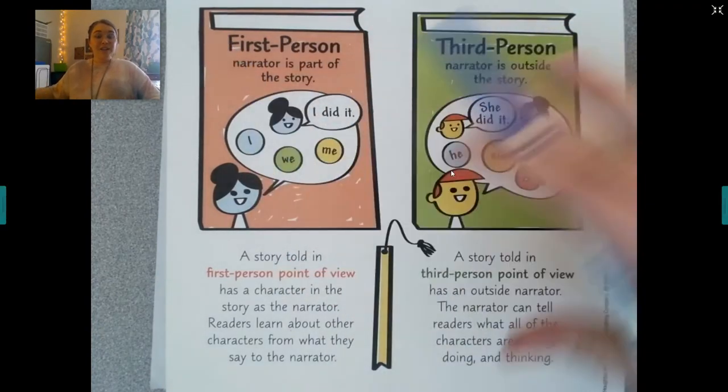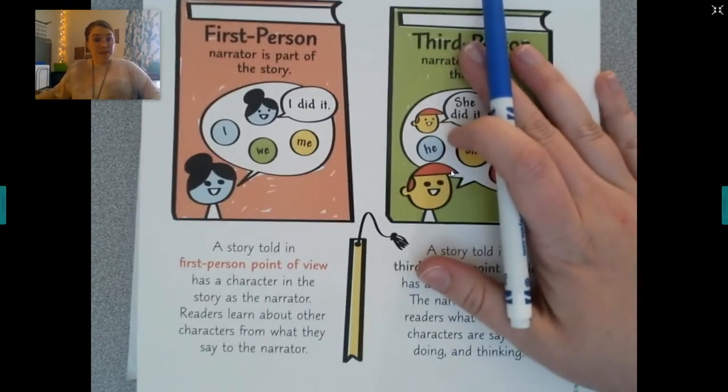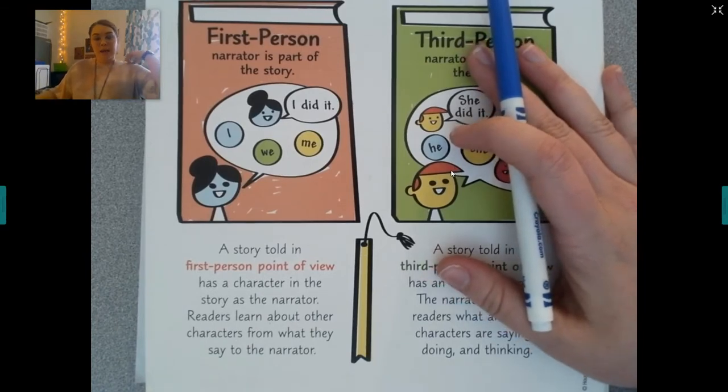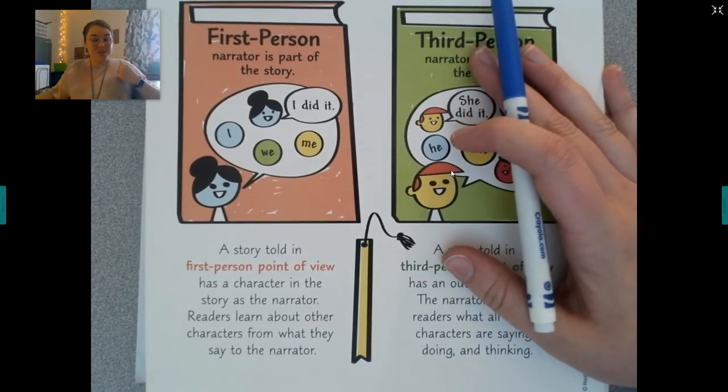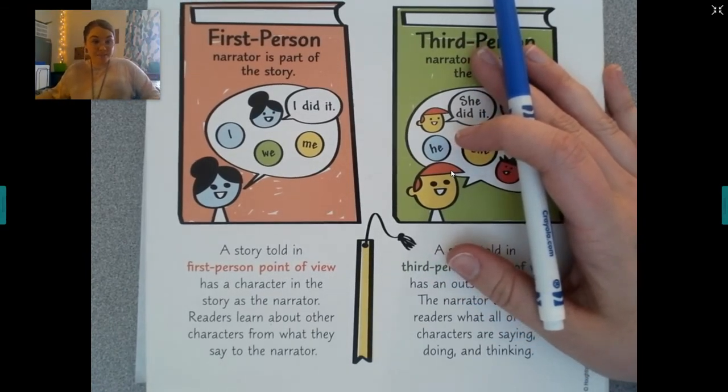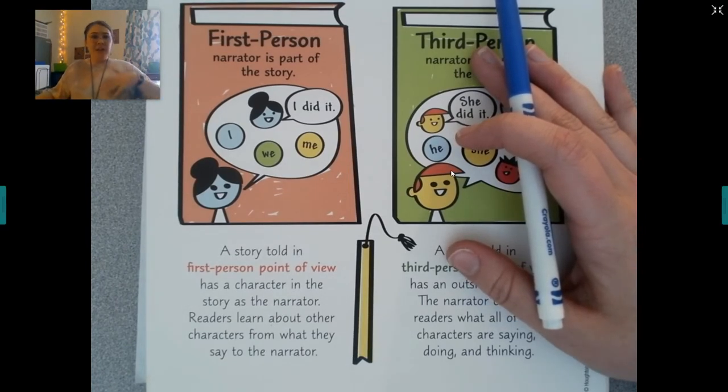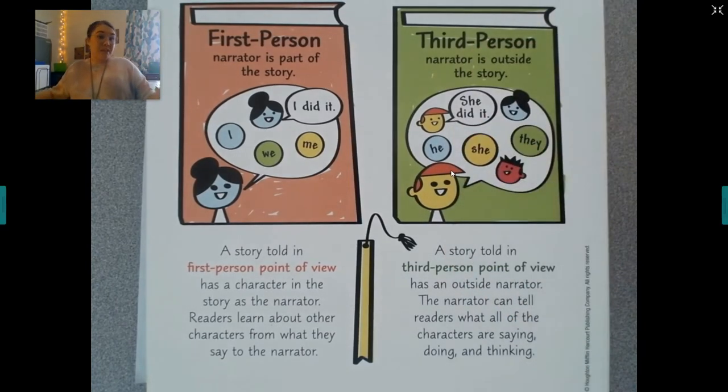When the narrator is not part of the story, it's third person. So that's kind of like when, say, you told me the story of your dog running away, right? Well, if I went and I said, oh my gosh, one of my students' dog ran away. He was crying for days. He was super upset. I would be telling you your story. That would be like a third person point of view.